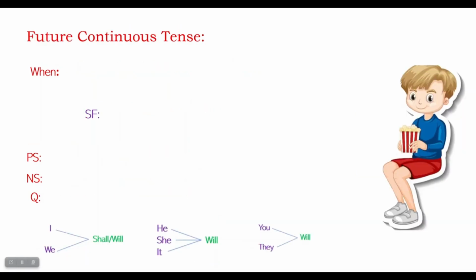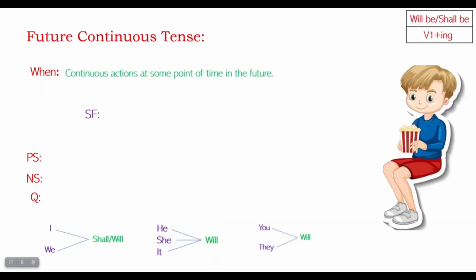Future continuous tense. We use future continuous tense when talking about continuous actions at some point of time in the future. Sentence formation: subject plus will or shall plus be plus verb form plus object. Sentence: he will be watching movie at this time tomorrow. He is doing some action at some point of time in the future. That action is continuing at that particular time.